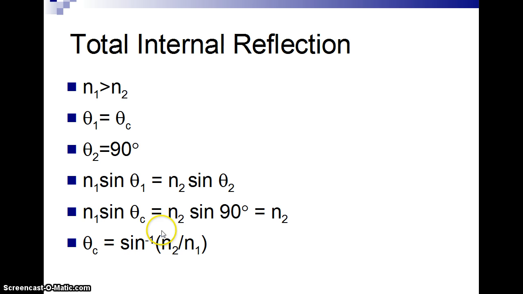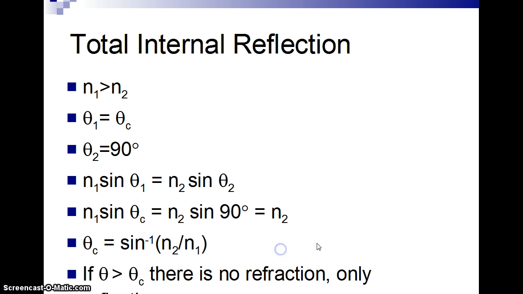So this is the condition for the critical angle for total internal reflection. Any angle greater than this, for this specific boundary between N2 and N1, will give you reflection and not refraction. So we'll look at the effects of that on Monday.